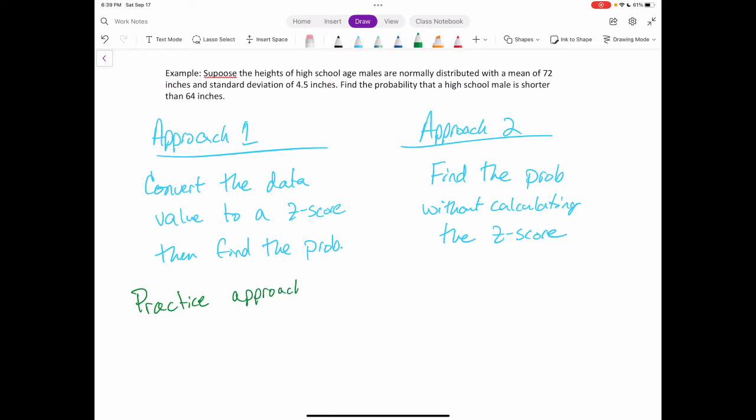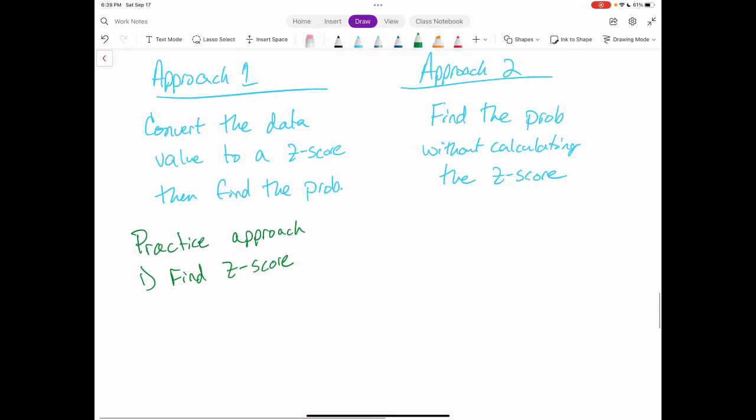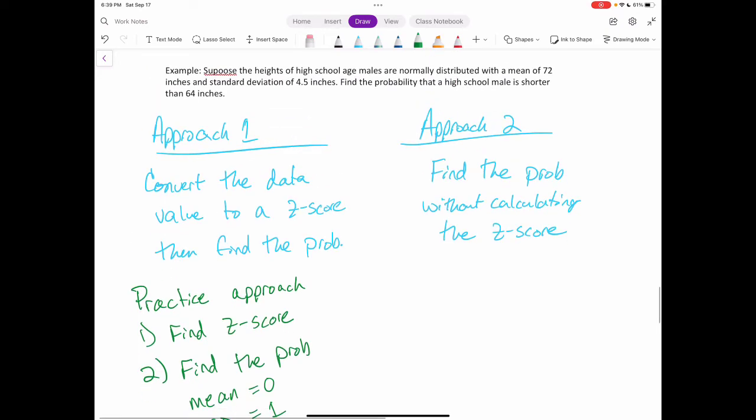Okay. What I mean by that is step one is find the z-score. And then step two is find the probability. Okay, but remember, the mean is equal to 0 because you have z-scores now, and the standard deviation is going to equal 1 when you use that approach, okay? But for the second approach, which I'll do now, we need to find, let's write it out, and just use our symbols. We need to find the probability that a high school male is shorter than 64 inches.